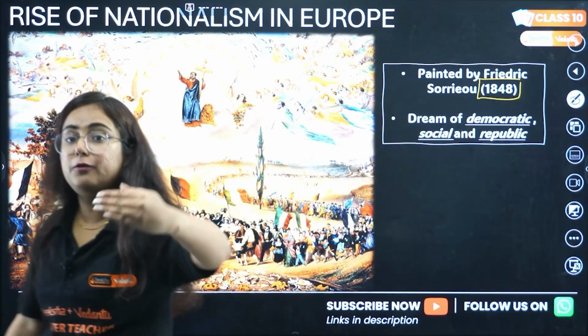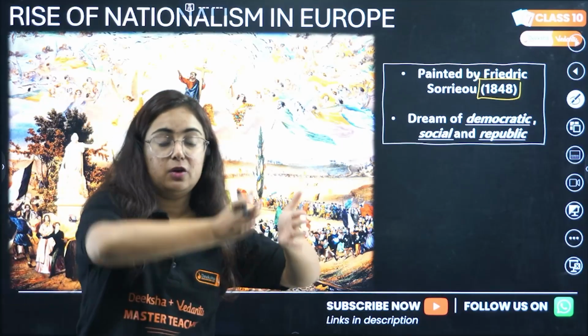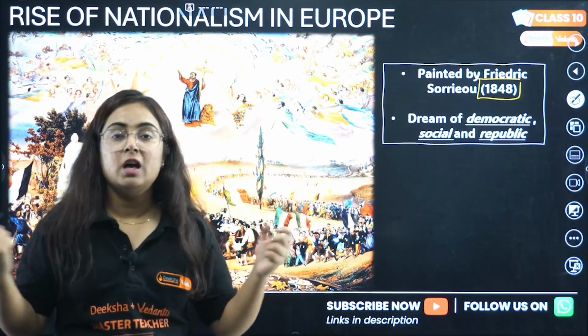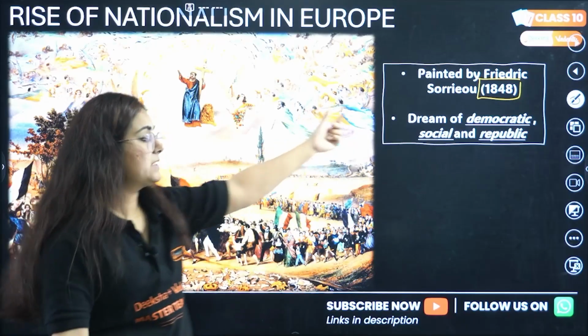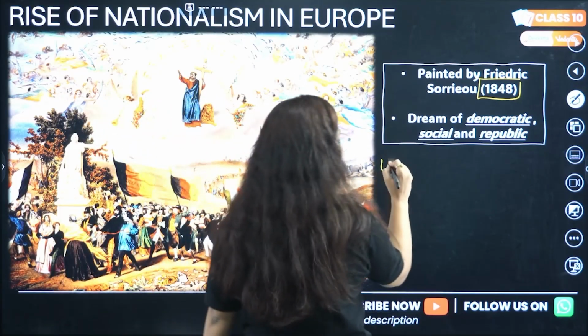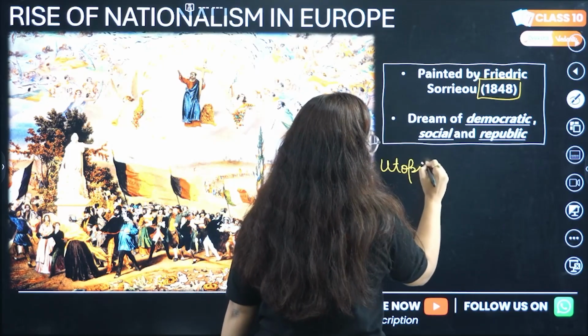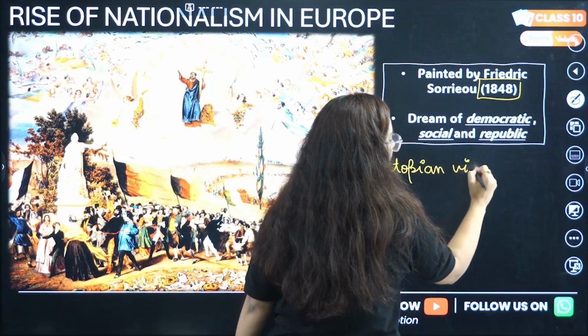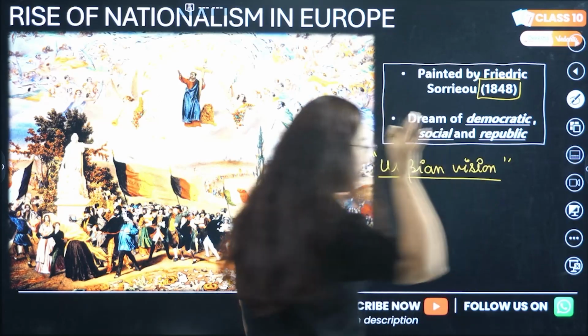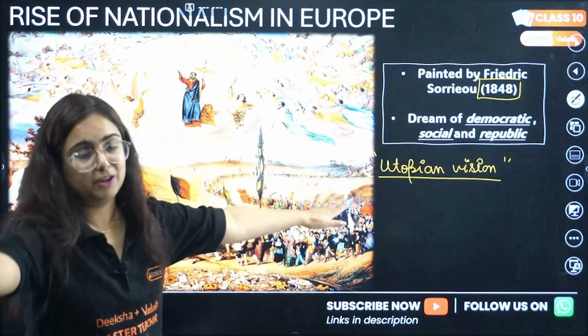Now we are moving further. After this picture, we'll go back and understand the situation of the 17th and 18th century. Getting my point? So this was painted in 1848 by Frederick Sorrow, and he is representing a utopian vision in this picture. What do you mean by this word utopian? That this vision has not succeeded up till now, but it can happen in future.